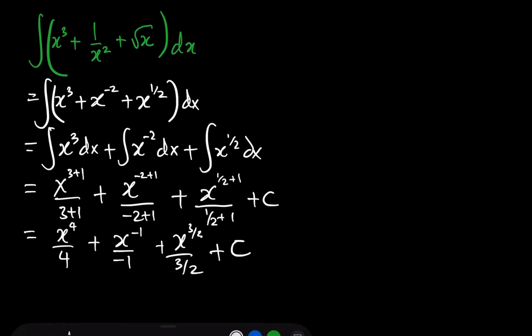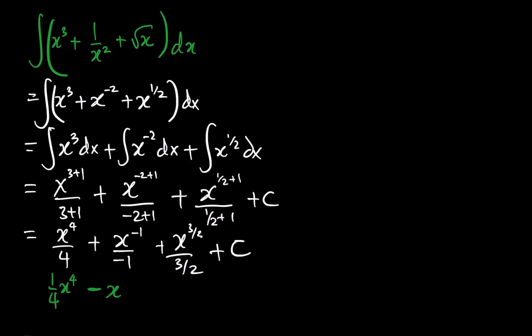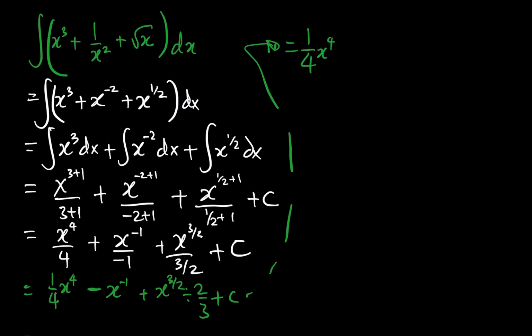Now, to continue, we're going to have 1 over 4 x to the power 4. This is negative x to the power negative 1 plus x to the power 3 over 2 divided by 3 over 2 plus c. And when we continue here, it's equal to 1 over 4 x to the power 4 minus 1 over x, plus x to the power 3 over 2 multiplied by, this is supposed to be divided by 3 over 2, plus c. So it's going to change to be 2 over 3 plus c.